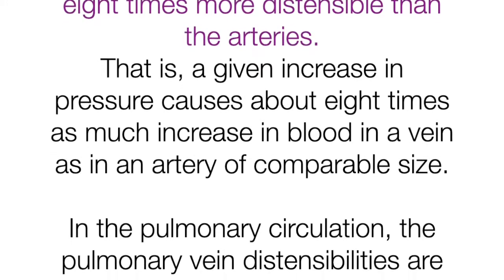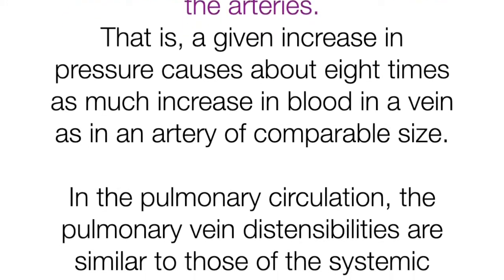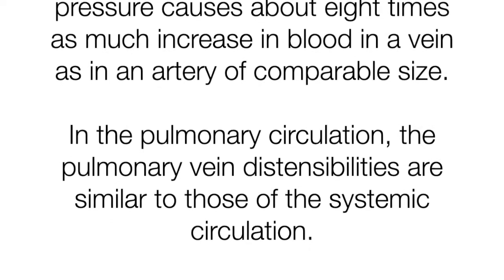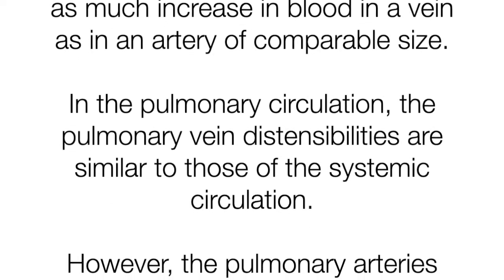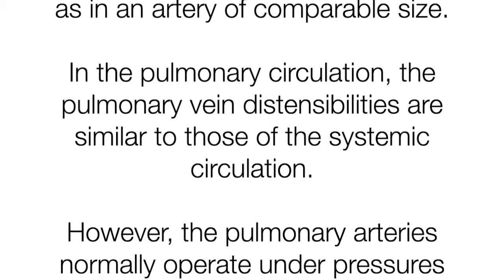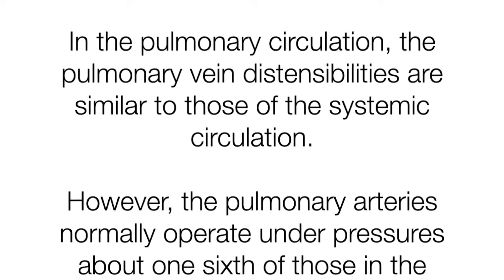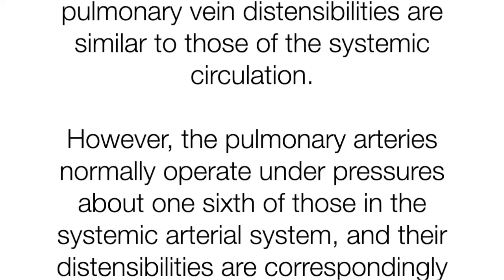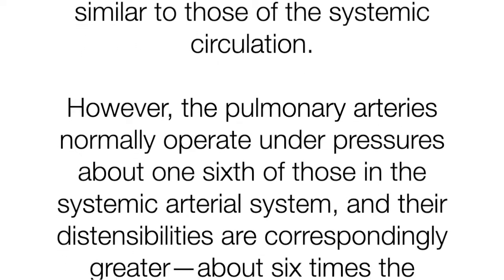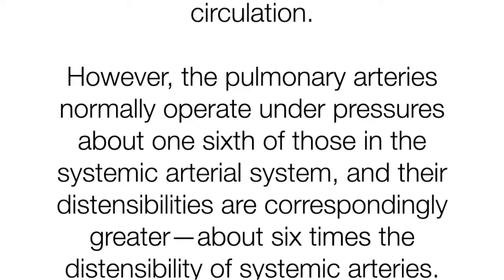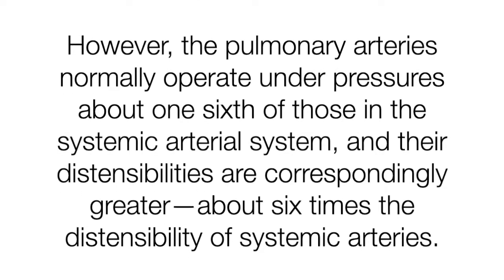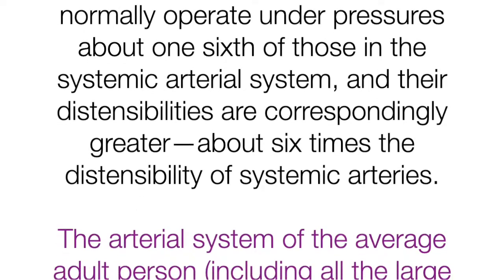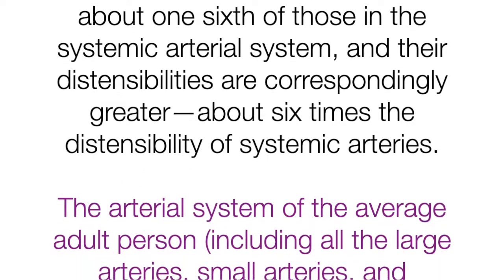In the pulmonary circulation, the pulmonary vein distensibilities are similar to those of the systemic circulation. However, the pulmonary arteries normally operate under pressures about 1/6 of those in the systemic arterial system, and their distensibilities are correspondingly greater, about 6 times the distensibility of systemic arteries.